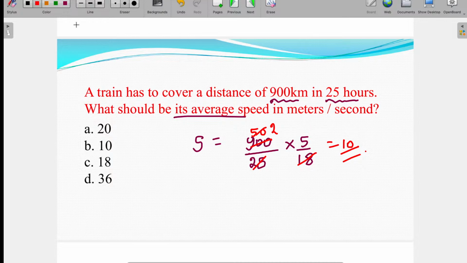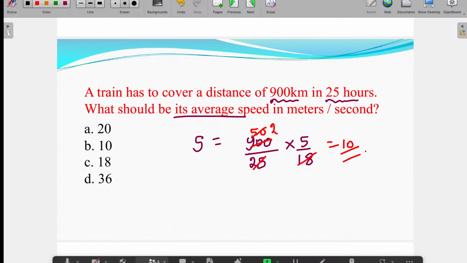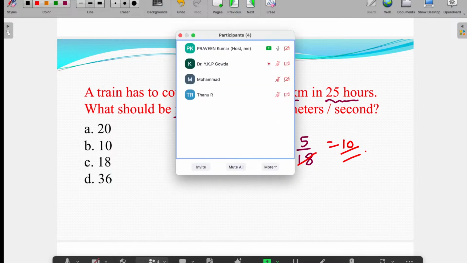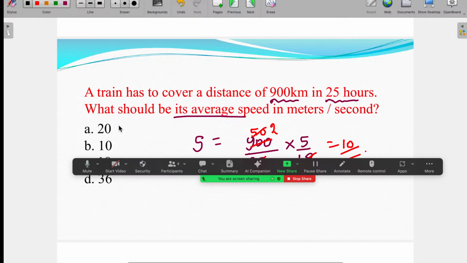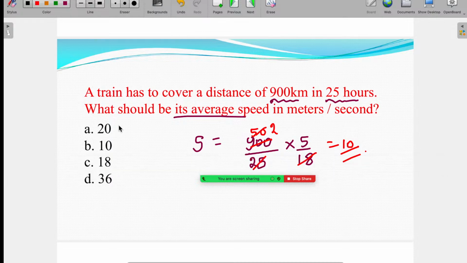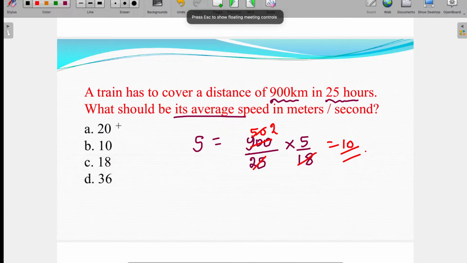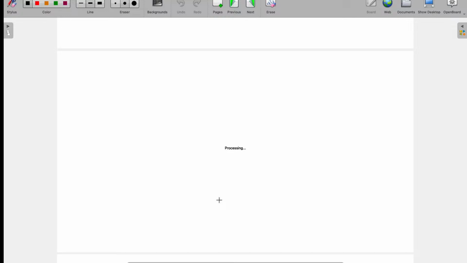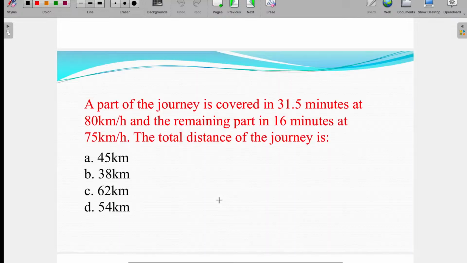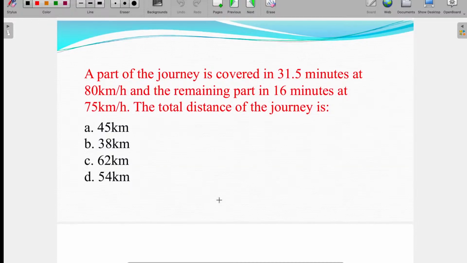Clear? First question. Is it? 4 members. Clear? Tanu, is it clear for you? Mohammed, is it clear for you? Next question.